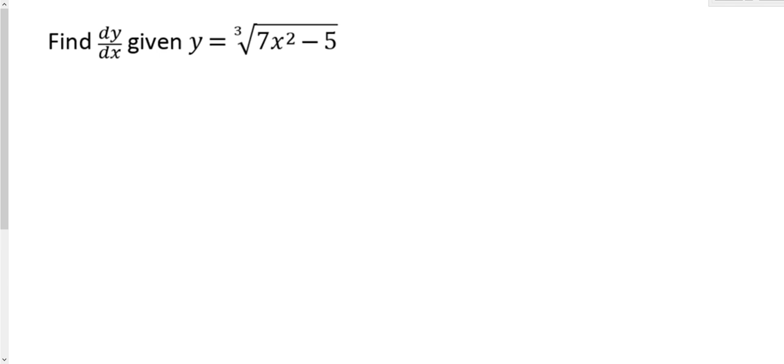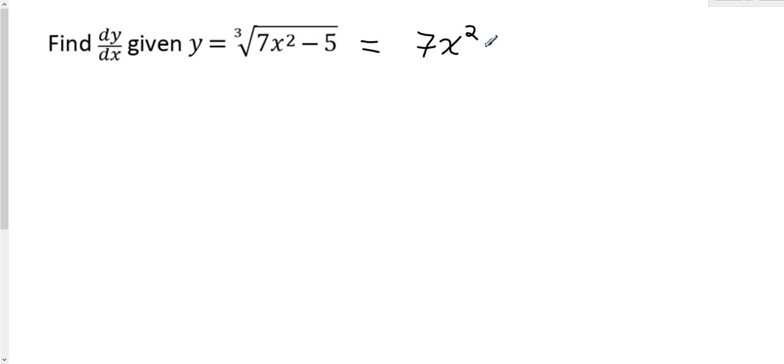All right, so here we have a function, and this function is a radical function. So whenever you get a radical function, you want to rewrite it in terms of a power. So you want to take this 7x squared minus 5, and you want to write it in terms of the power 1/3, which is how you translate this radical to an exponential.